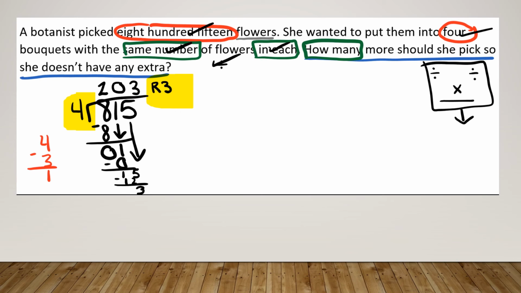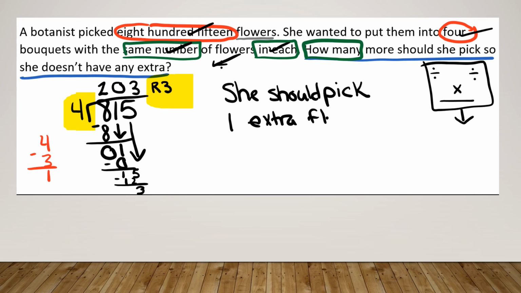So my answer, I'm going to restate what I underlined. She should pick 1 extra flower, and I can check mark flower, I used it. So she doesn't have extra.